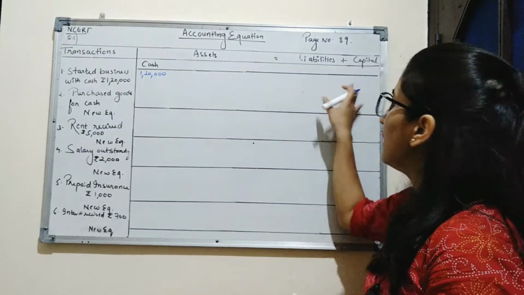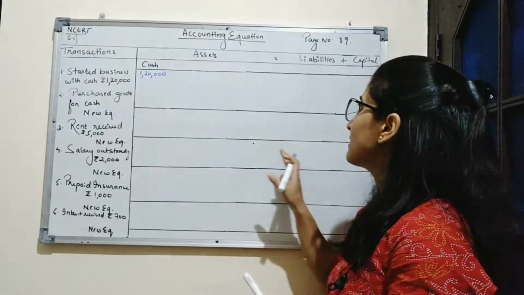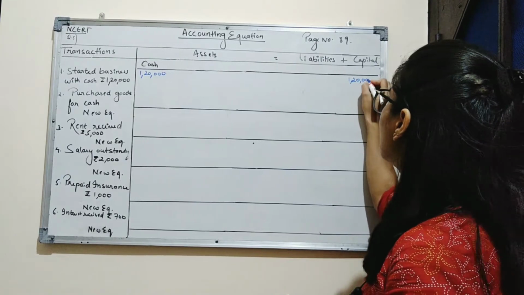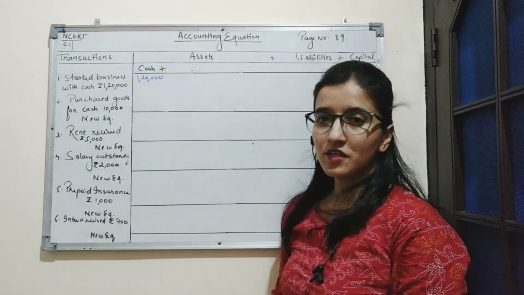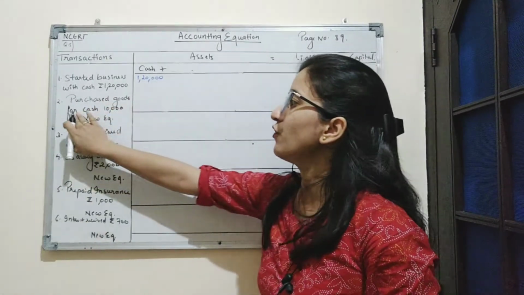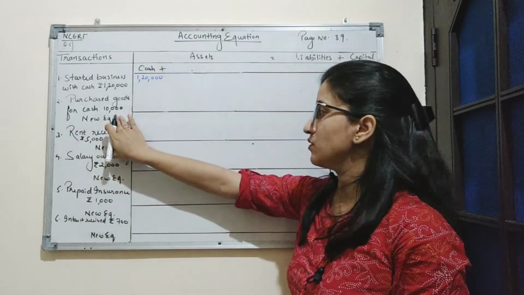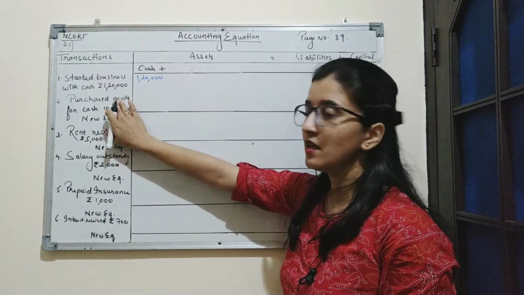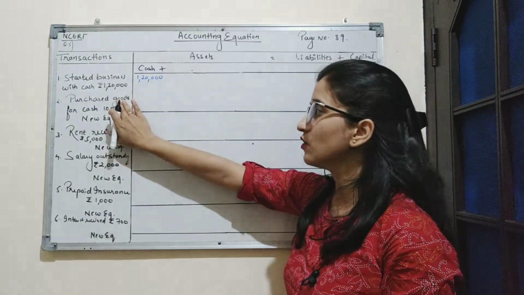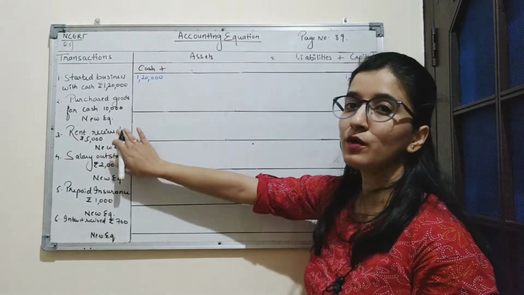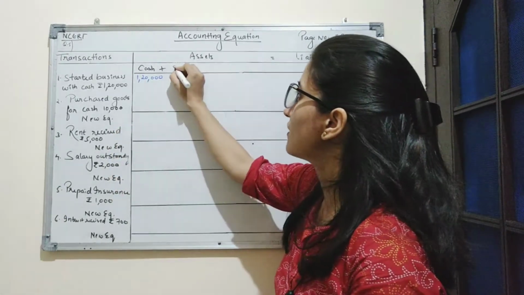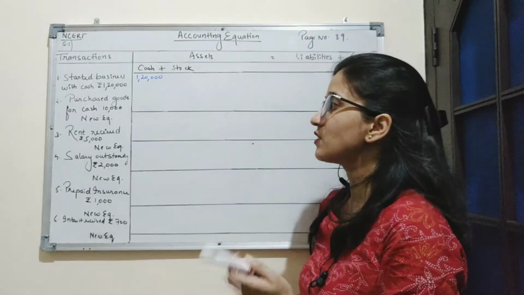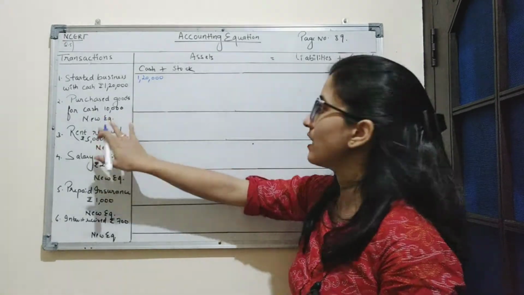So 1,20,000 will be treated as liability for the business in the form of capital. Second transaction is purchased goods for cash rupees 10,000. So here goods have been purchased. Goods is an asset. So there is increase in asset. Goods is also known as stock. So we will open a column of stock on asset side, and it has been increased with the amount of rupees 10,000.